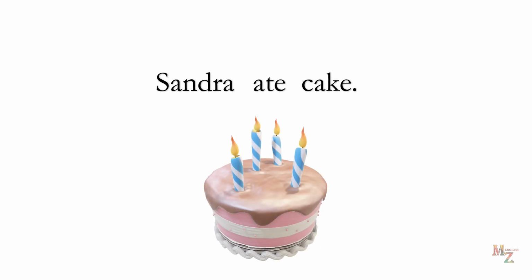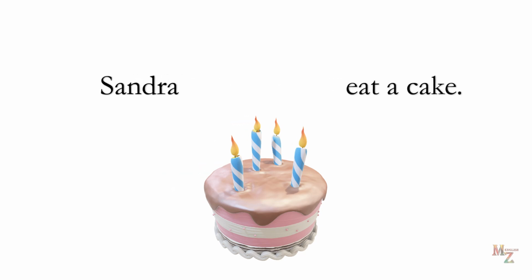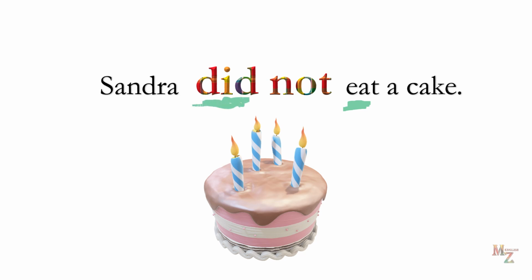Sandra ate cake. Sandra did not eat cake. We have the present tense of the word eat, the verb to eat, and we made it past tense by using the past tense of the verb to do. It becomes negative because we have the word not. So to make the negative past tense of eat, we have did not eat.